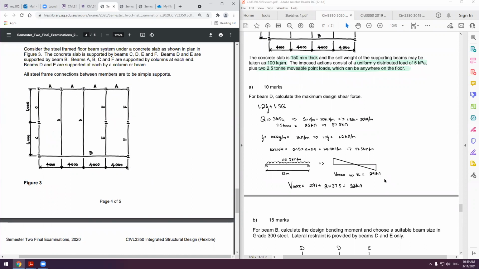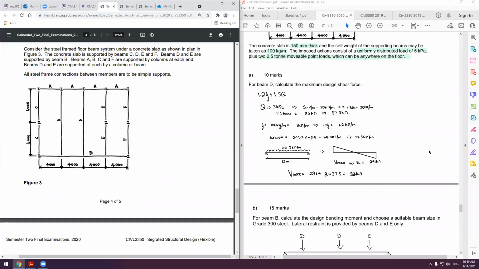So the maximum shear force is going to be if both point loads are located essentially over the support at the same point. So it's 366 kilonewtons. Pretty straightforward question. Just make sure that you apply both point loads at the same location. If you have them at 2 different locations, it's not as great as if they're at the same place.